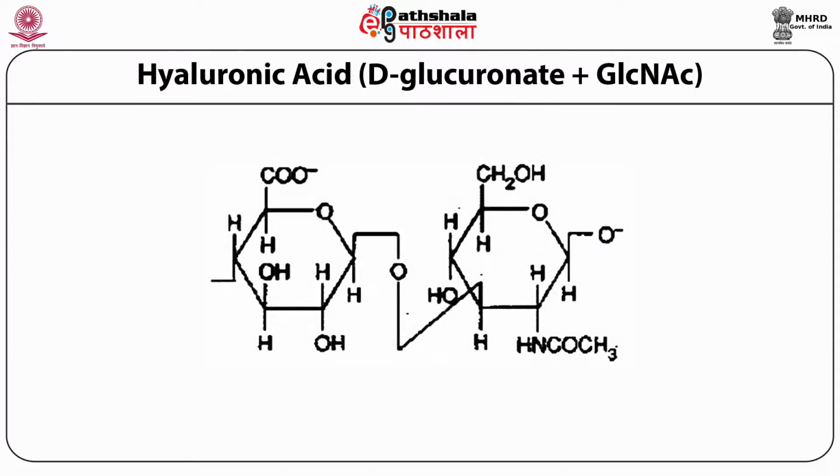The structure of hyaluronic acid is given: two molecules of glucose. The first is linked to the other via a 1,4 beta linkage and has an acid group at the C5 position, whereas the second unit has an N-acetyl amino group, which is present on the C2 position.